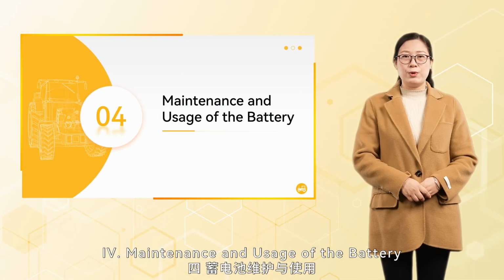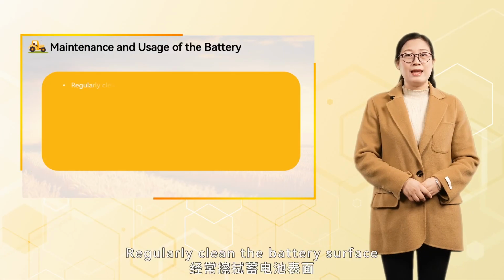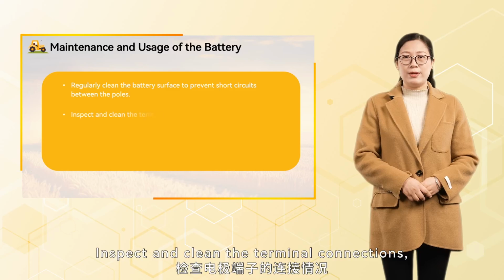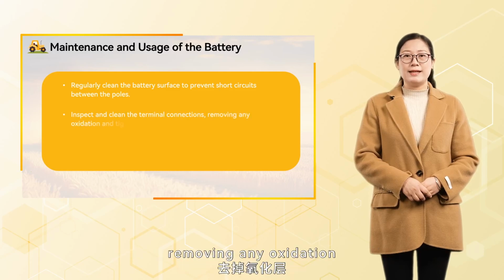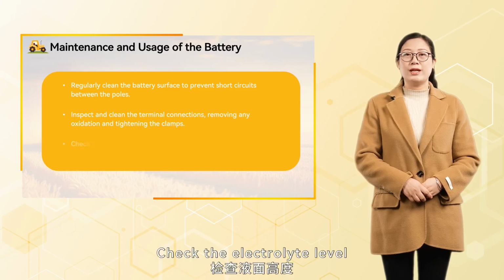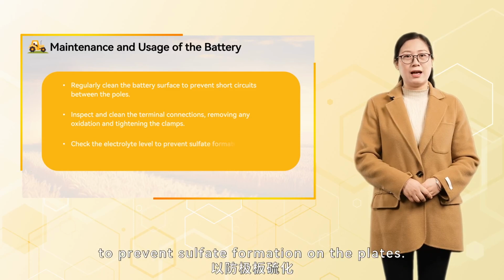4. Maintenance and usage of the battery. Regularly clean the battery surface to prevent short circuits between the poles. Inspect and clean the terminal connections, removing any oxidation and tightening the clamps. Check the electrolyte level to prevent sulfate formation on the plates.